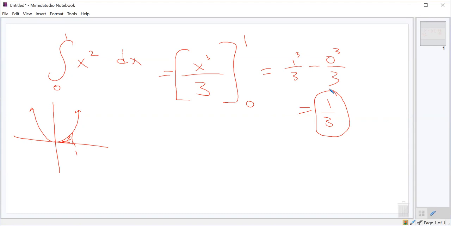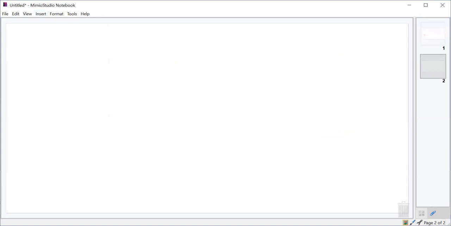Now, when we say that an integral tells us the area between the curve and the x-axis, that's not always 100% correct, right? That only works if the function is above the x-axis. So if I was talking about the integral from 0 to 1 of negative x squared, that's not actually going to tell me the area between the x-axis and negative x squared. Because this function is below the x-axis, it's going to give me the opposite of this area.